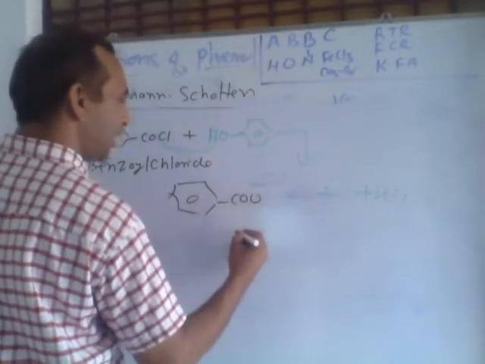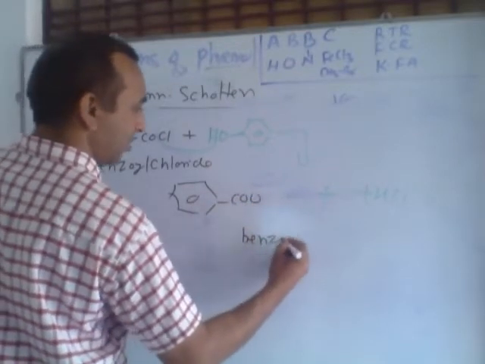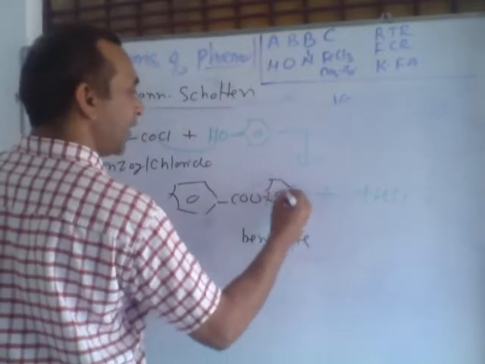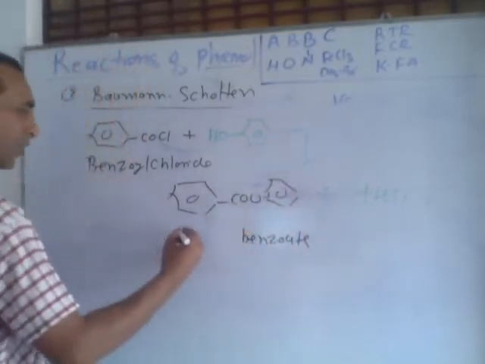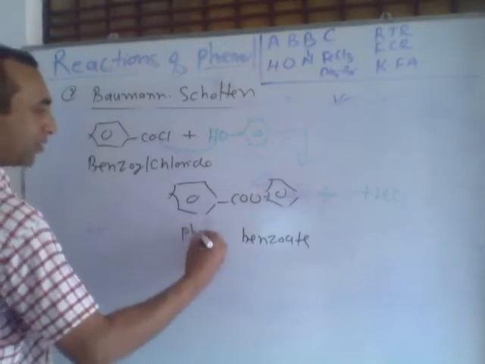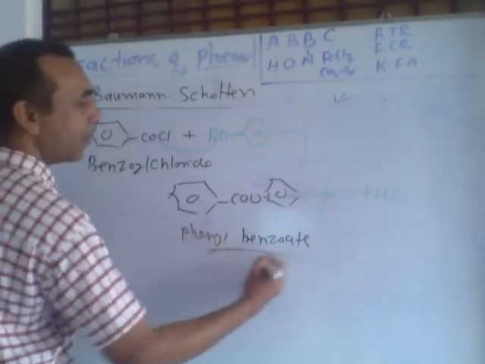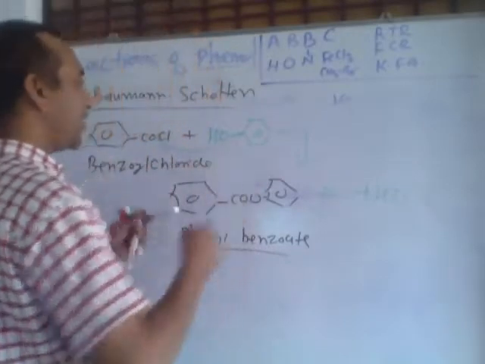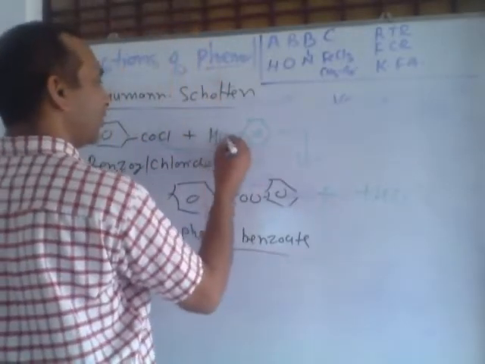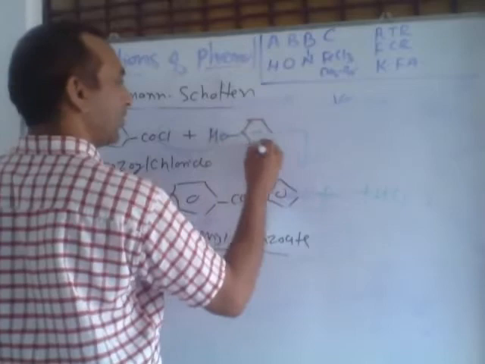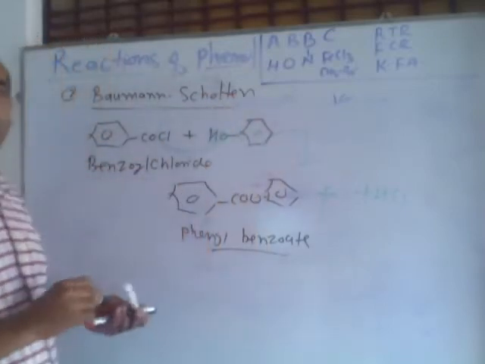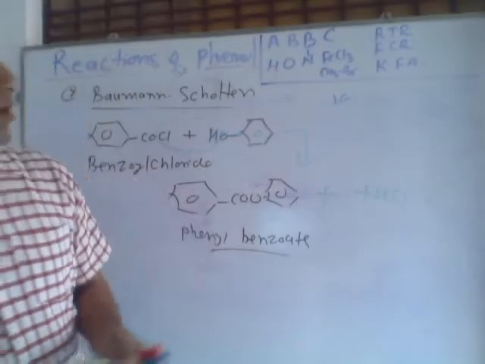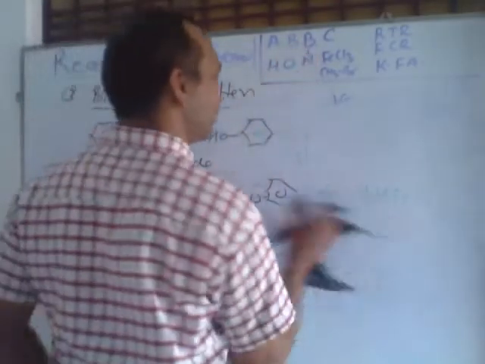This compound is called benzoate, and here this ring is connected from phenol. So this is called phenyl benzoate, and phenyl benzoate is an ester. So this reaction is called the Bowman-Sartan reaction.